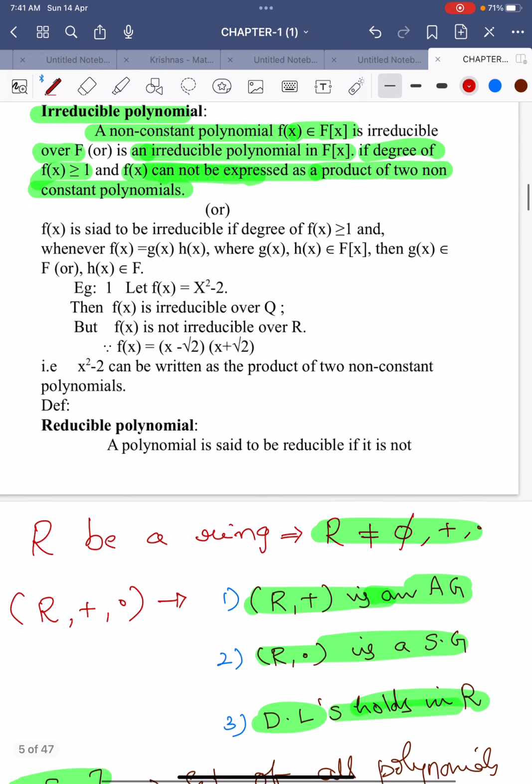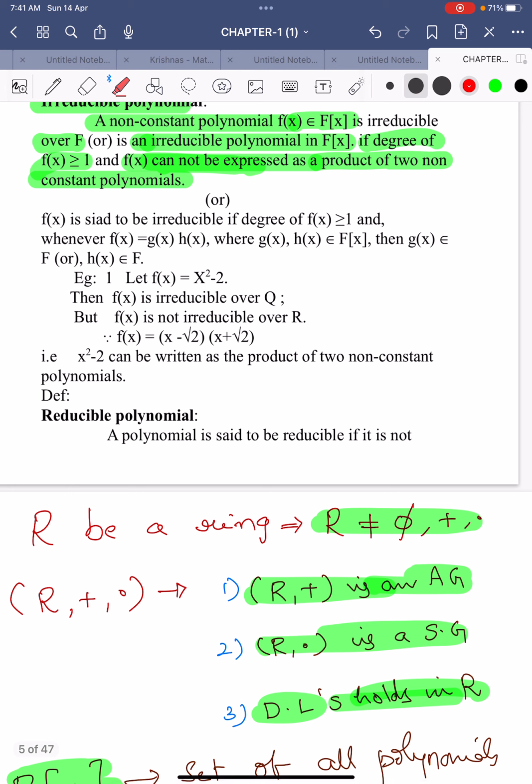At the same time we see one more definition of irreducibility. f of x is said to be irreducible if degree of f of x is greater than or equal to 1, where f of x is equal to g of x into h of x, such that g of x, h of x belong to capital F of x, then g of x belongs to capital F or h of x belongs to capital F. It means either g or h must be a constant polynomial.